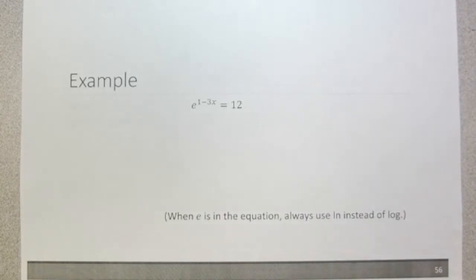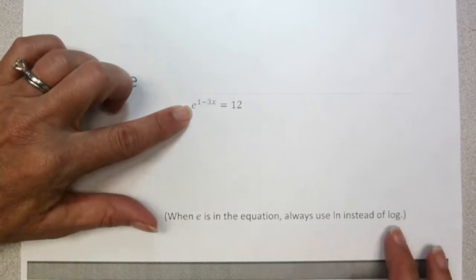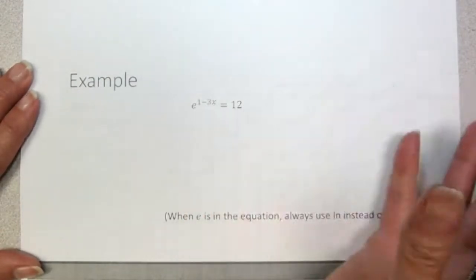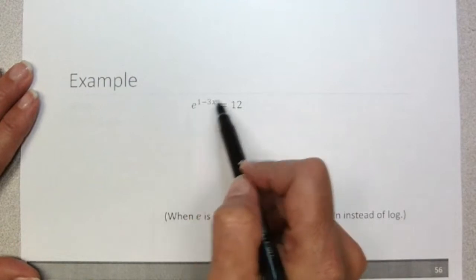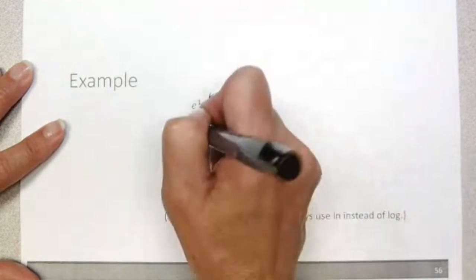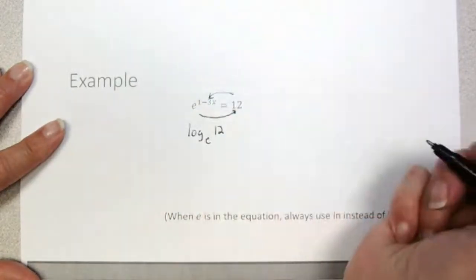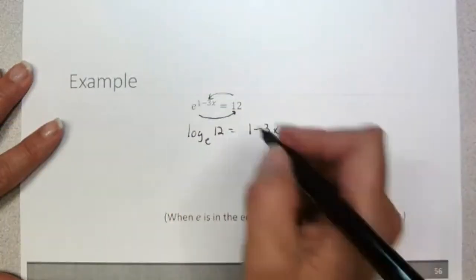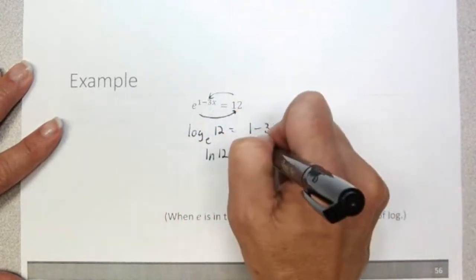Now, one thing to note, if you have a base e, you always want to use natural log. That's going to make it easier instead of common log. But you don't even really have to think about it. If I were to look at this and say, well, I can't establish the same base because the base is an irrational number, so let me just convert that over to logarithmic form. When I do that, log base e of 12 is equal to 1 minus 3x. Well, log base e is natural log, so this is the natural log of 12 equal to 1 minus 3x.